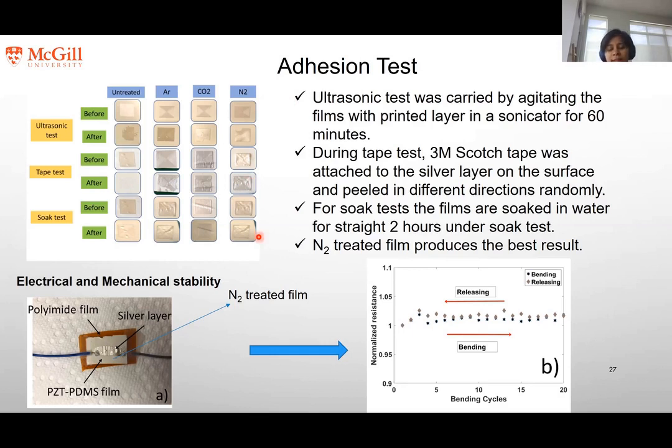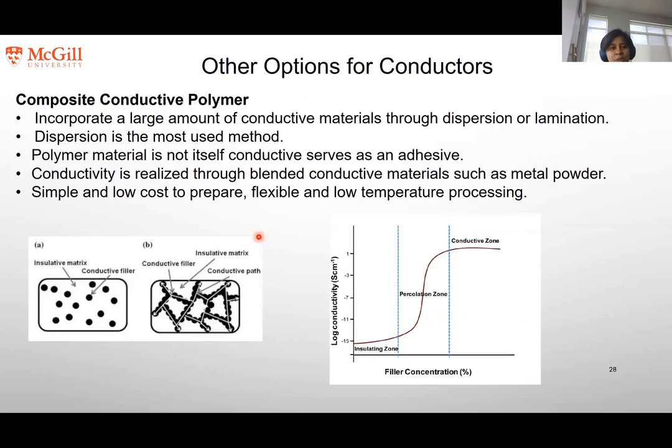So we can say that these films, where we treat the film or the substrate with the surface modification technique and we can print the layer, can be really good for flexible application in terms of durability or the adhesion issue. And other than the metallic inks, there are other options for the conductor. A very emerging option is composite conductive polymer.